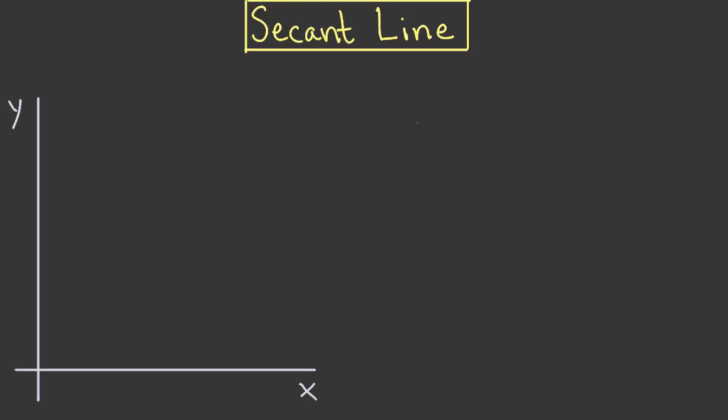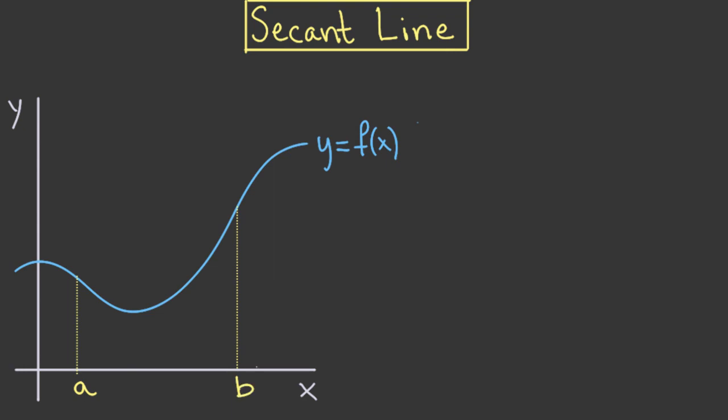Recall that we want to find the slope of the tangent line. In order to do this, we're going to introduce a new concept, the secant line. To get started, we're going to draw some function y equals f of x. And then we're going to choose 2 points. Here's the point A, and here is the point B.